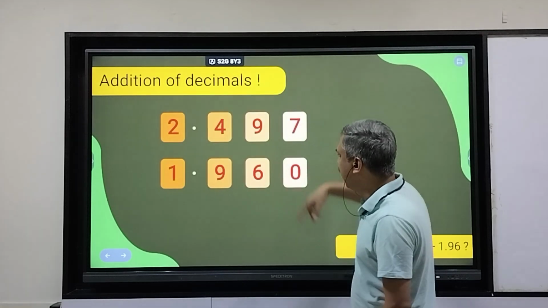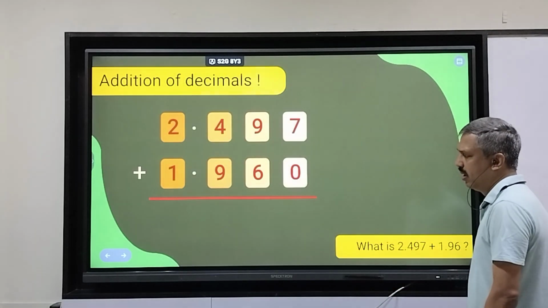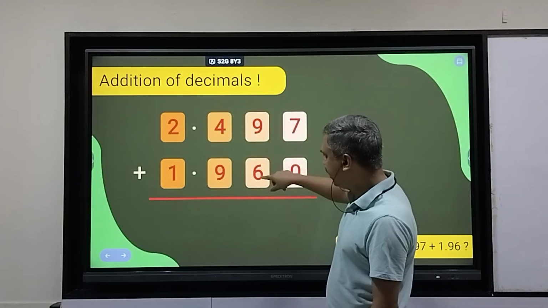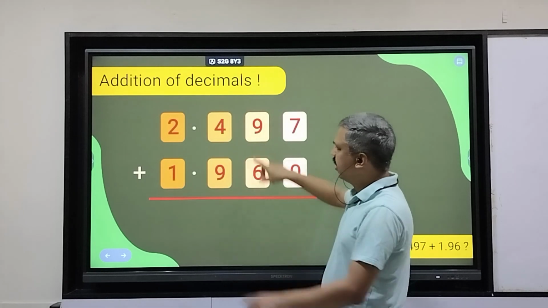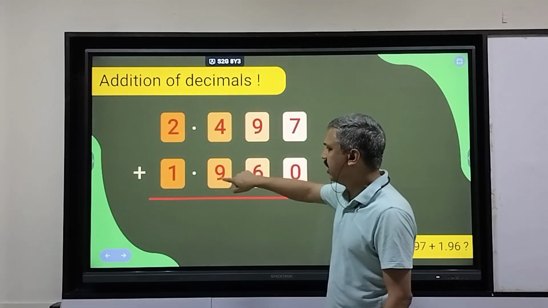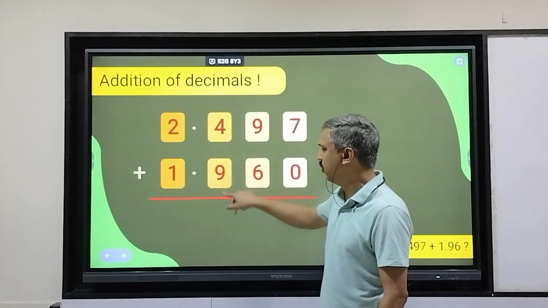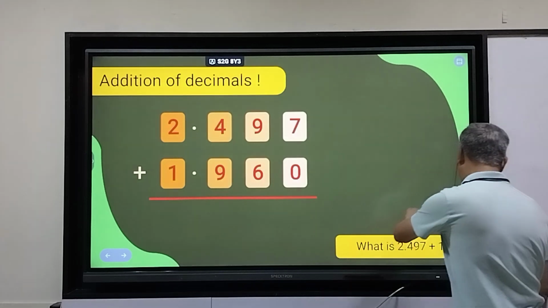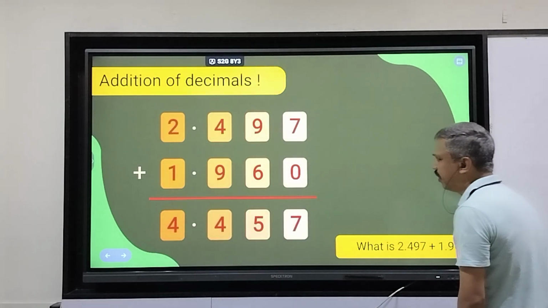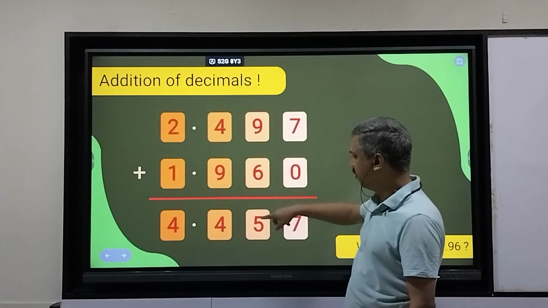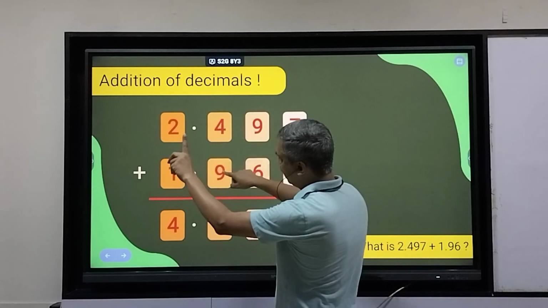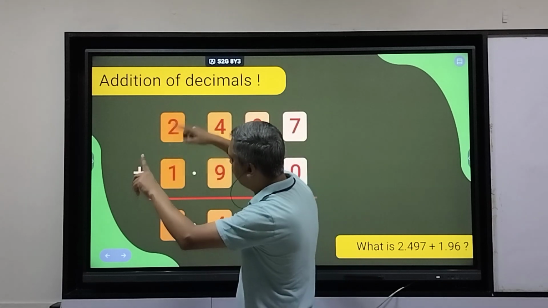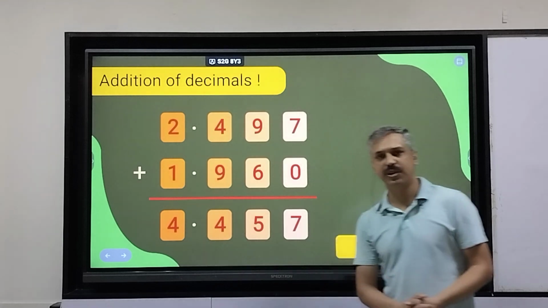Now we'll add them together. 7 plus 0 will be 7. 9 plus 6 will be 5 with 1 carry. This is 5 here. 4 plus 9 will be 13 plus 1 carry, 14. So we'll write 4 here and 1 carry here, and 1 plus 2 plus 1 will be 4. Let's see if you get the same answer. Here 4.457. 7. 9 plus 6 is 15. 1 is carry. 4 plus 9, 13 plus 1 is 14. We write 4 here. 1 carry again. 2 plus 1, 3 plus 1, 4. And we get the answer.